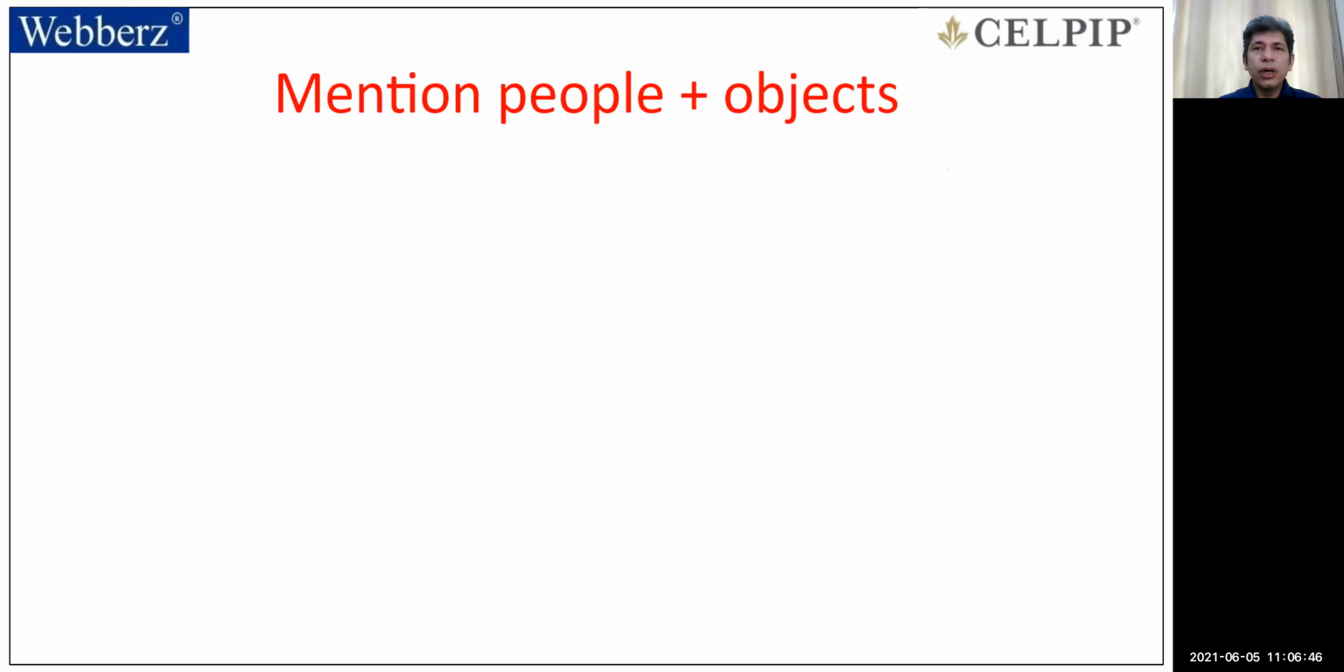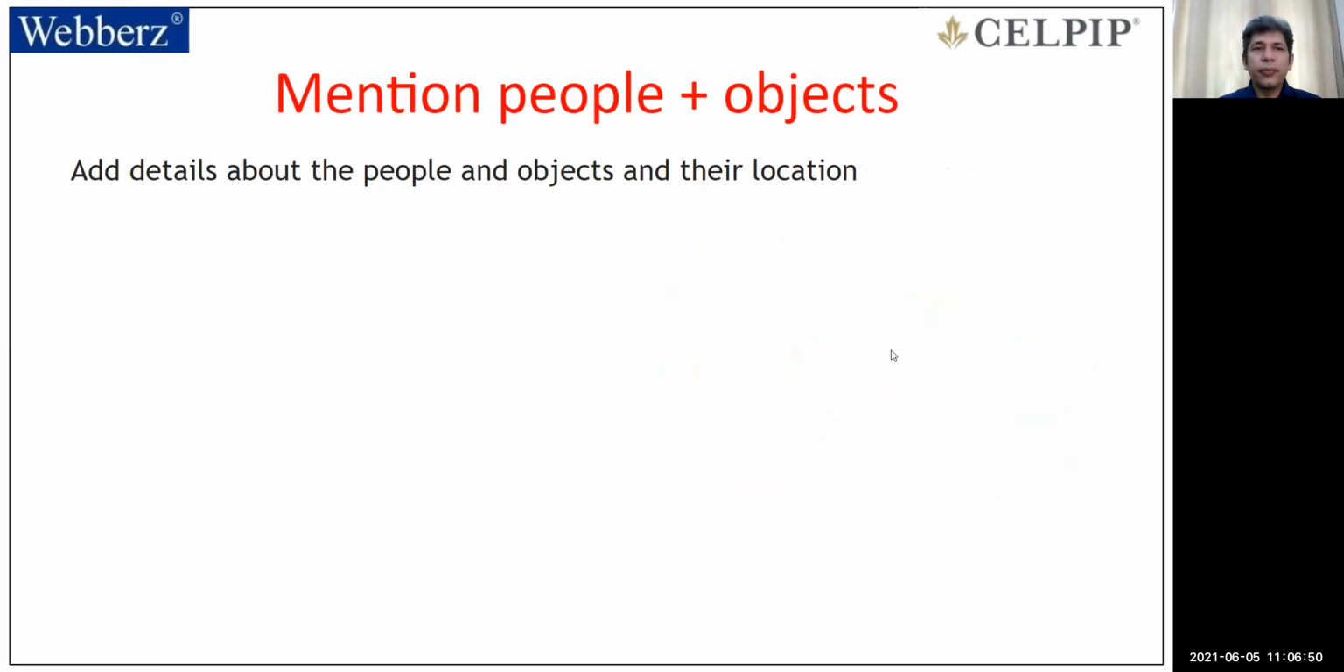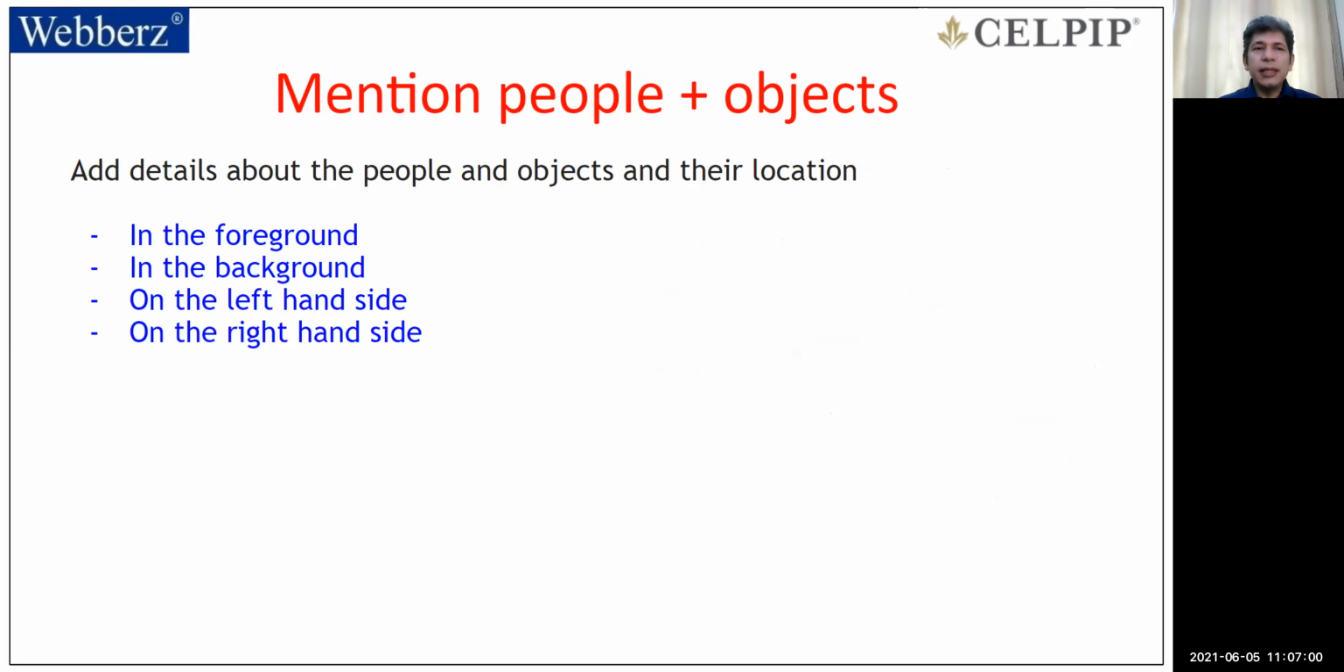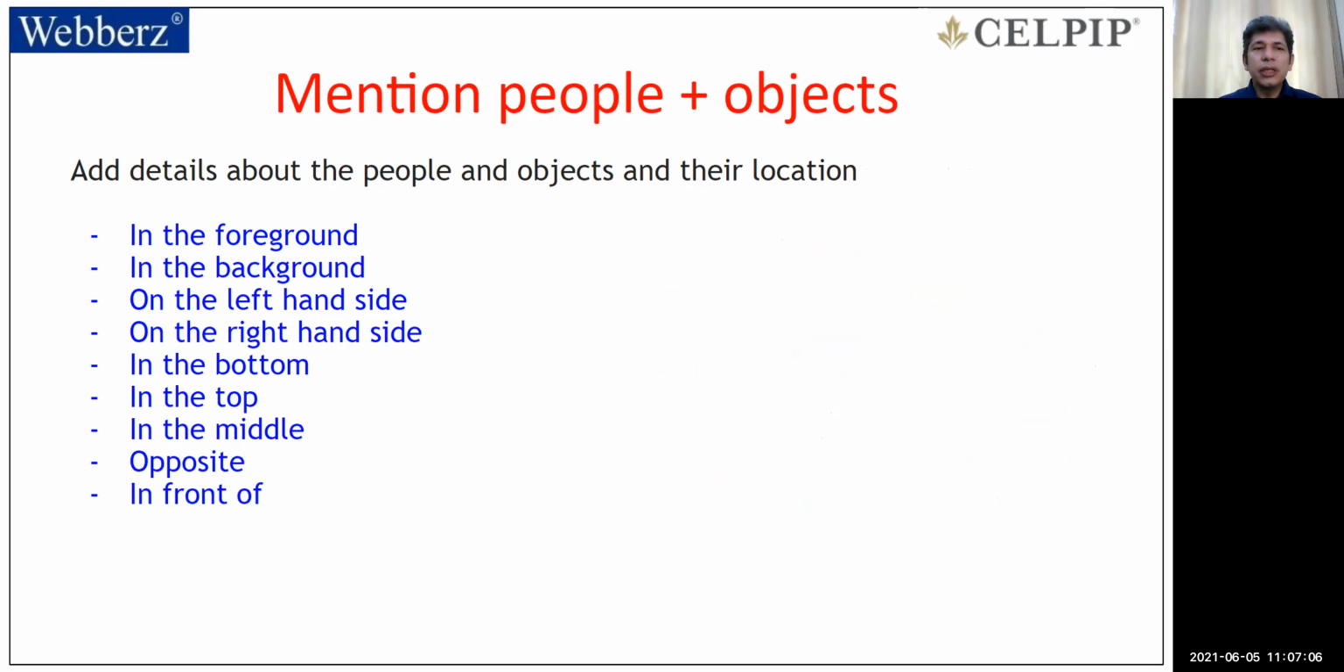Now what do I need to do? I need to talk about people and what they are doing. Add details about the people and objects and their location. Now how do we define locations? In the foreground, in the background, on the left-hand side, on the right-hand side, in the bottom, in the top, in the middle, opposite, in front of, behind, beyond. These words are very useful whenever we have to describe the location of people.